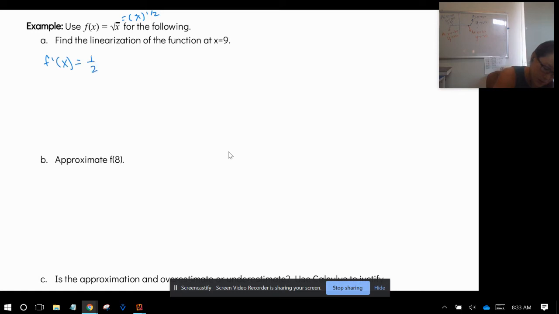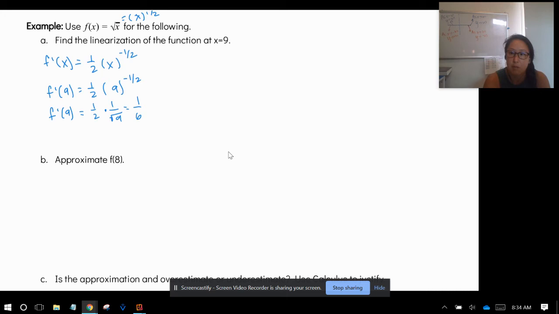So I get 1/2 times x to the negative 1/2. And f prime of 9 is equal to 1/2 times 9 to the negative 1/2. So that's equal to 1/2 times 1 over the square root of 9. So 1/6. So f prime of 9 is 1/6. So the slope is 1/6.